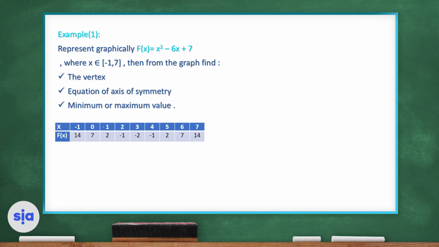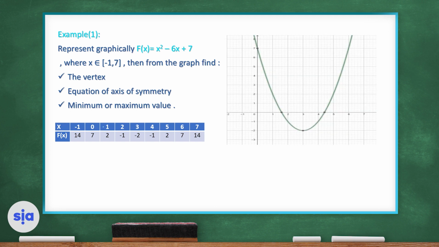Let me remind you, how do we find the table of values? We replace every x in the function by these values, the -1 through the 7, and then the result is the y value. So here the -1 will give you 14, the 0 will give you 7, the 1 will give you 2, the 2 will give us -1, and so on. After that, we'll go to the graph and plot these points on the graph.